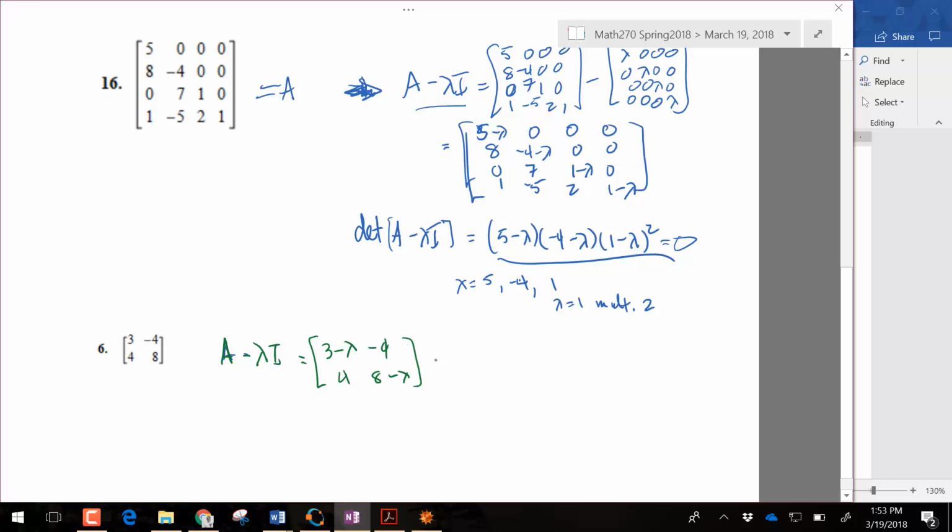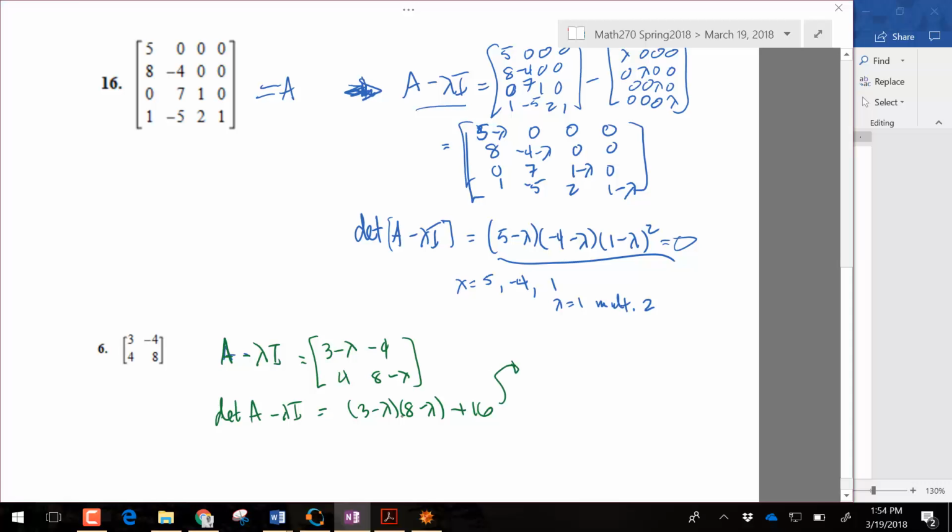So what do we get? The determinant of this is going to be the diagonals: 3 minus lambda times 8 minus lambda, and then minus negative 16. Here, again, we want to set it equal to 0 to find the eigenvalues. And if we try setting it equal to 0, don't bring the 16 over to the other side and then split it up that way, right?